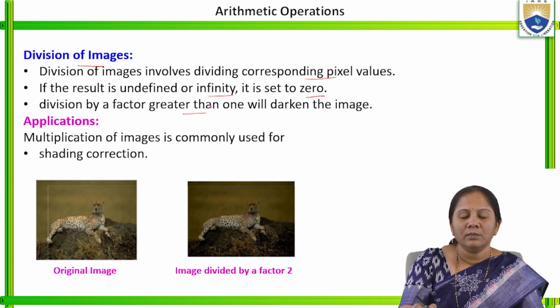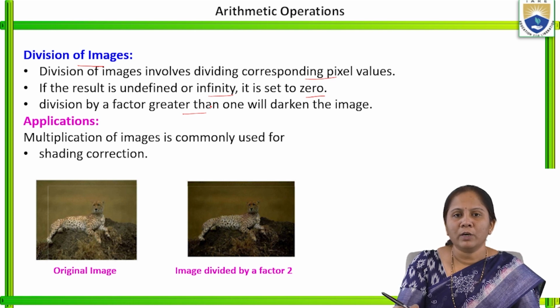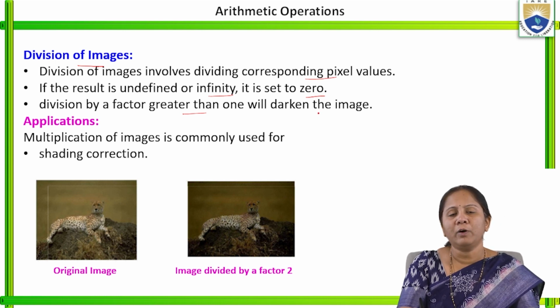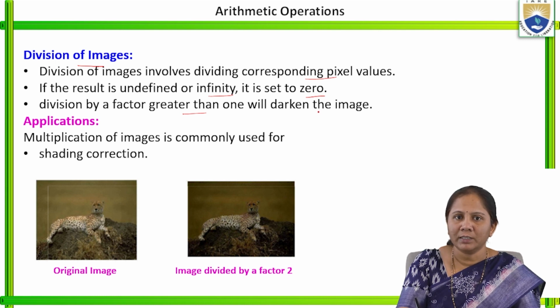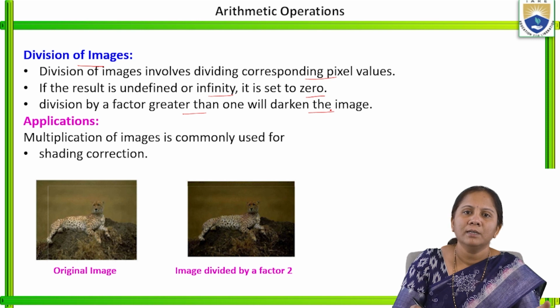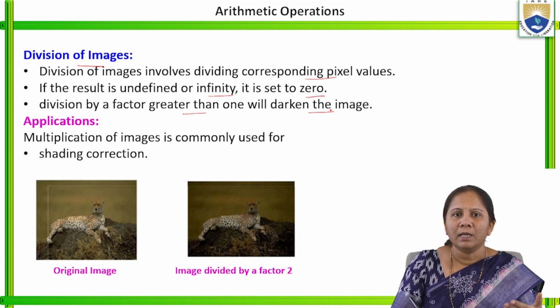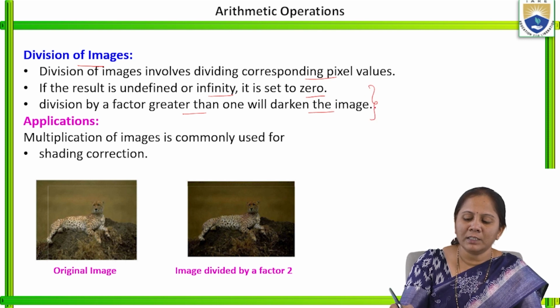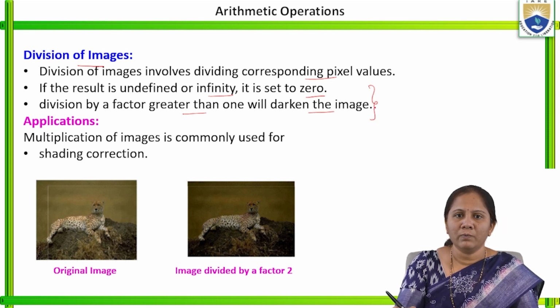Whatever the value we are going to divide by, that particular value should be greater than 1. If we perform division operation on any image with a factor which is greater than 1, the quality of the image will be reduced. That means the output image will be darkened compared to the original image. Now, applying these rules, let us solve one example.